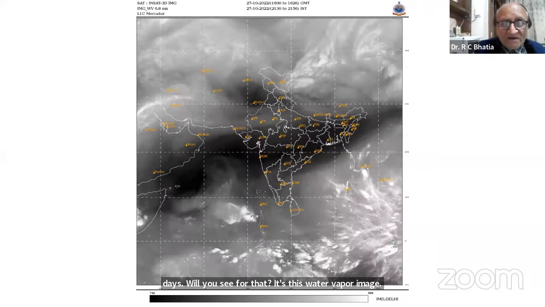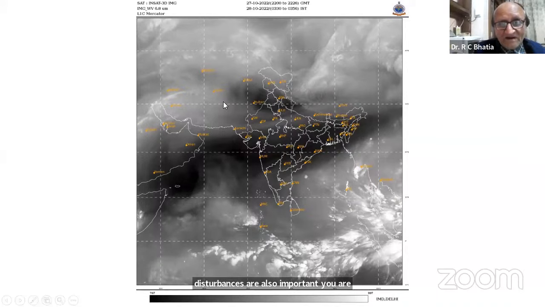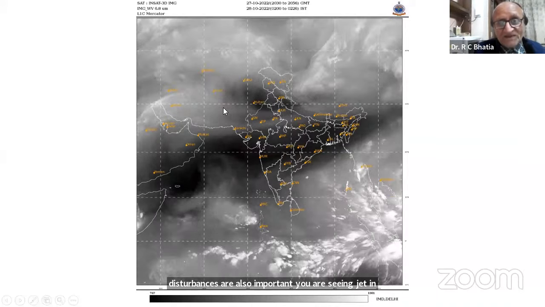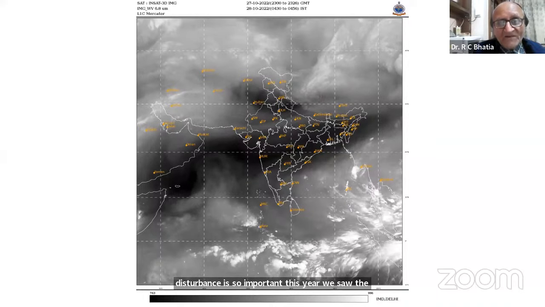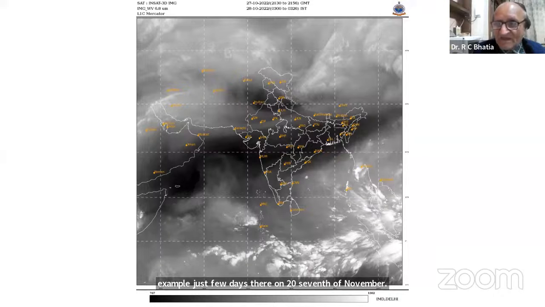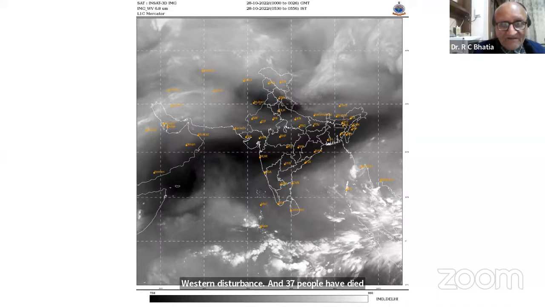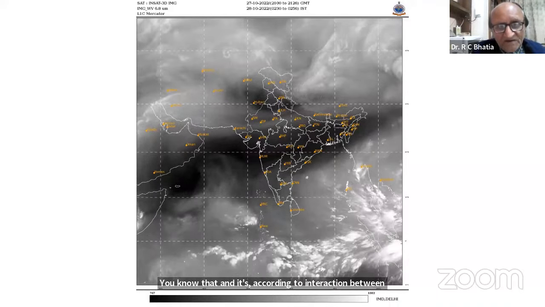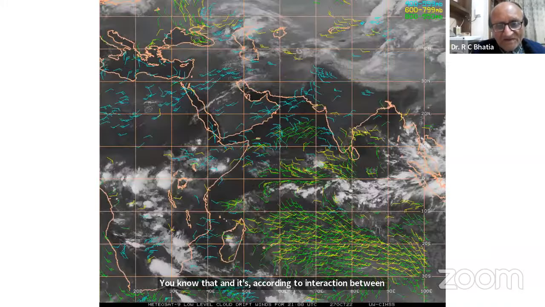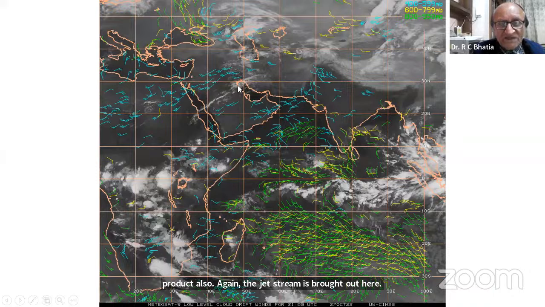Incidentally, during this season, the western disturbances are also important. You are seeing the jet in the north in the water vapor image. And the western disturbance is so important this year. We saw an example just a few days back, on 27th of November. What happened? You have seen over Gujarat, a very strong western disturbance, and 37 people have died. You know that. It was, of course, due to the interaction between easterly winds and the western disturbance. And you can see in this product also, the jet stream is brought out here. In the infrared, you see this type of cloud.